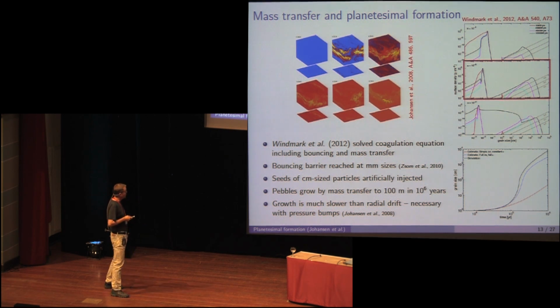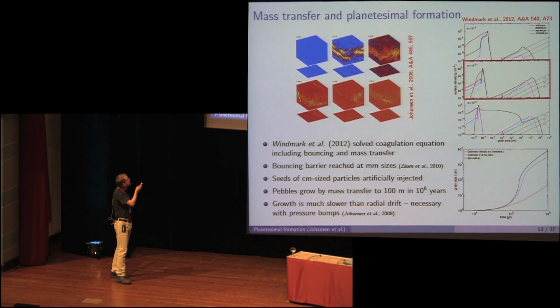Okay. Now the problem, as you may have noticed here, is that it's quite slow. Growth is much slower than the radial drift. It takes approximately 10^5 years to grow across the meter barrier. So that's from 1 to 10 meters here. It takes like 10^5 years, but the radial drift took only like 1,000 years. So it's like 100 times slower than the radial drift.